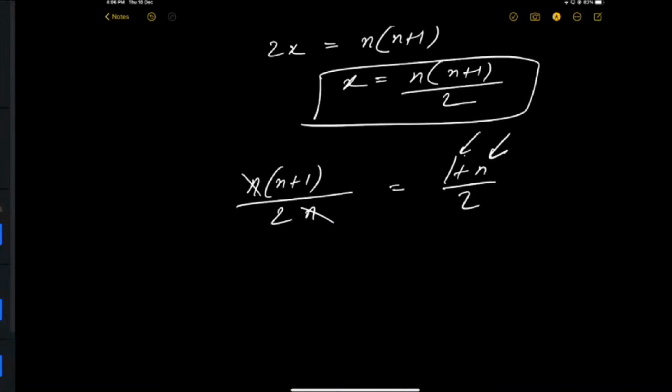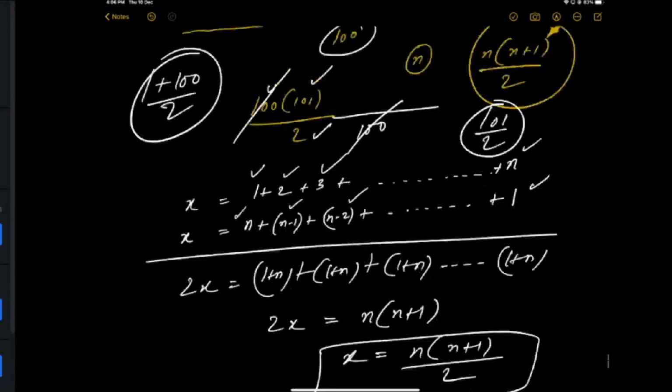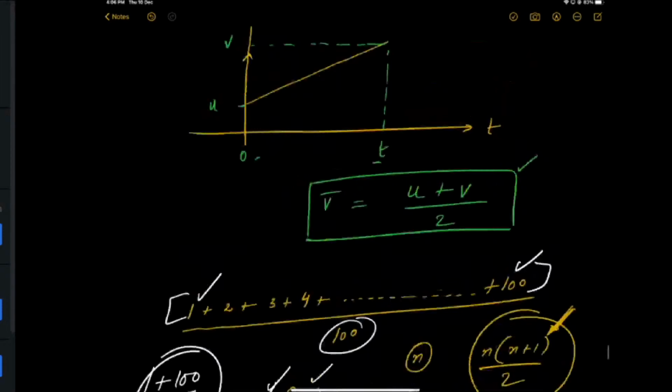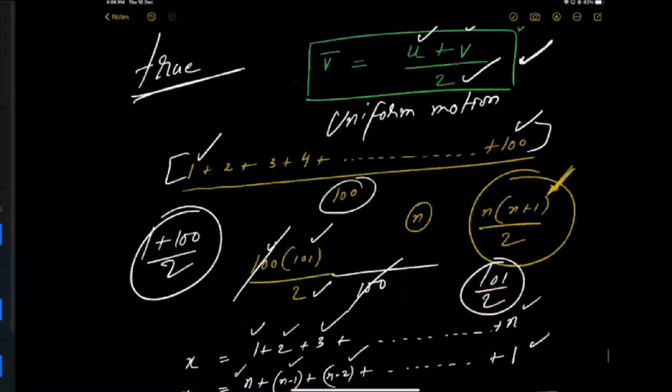So whenever you have uniform distribution or uniform increment in values, you can find the average value by taking the initial value, adding the final value, and dividing it by 2. This is true only if the value is changing uniformly. If it is non-uniform, it is not true. That means this equation is true only for uniform motion. Again, this equation is not true for non-uniform motion. Clear? Okay.